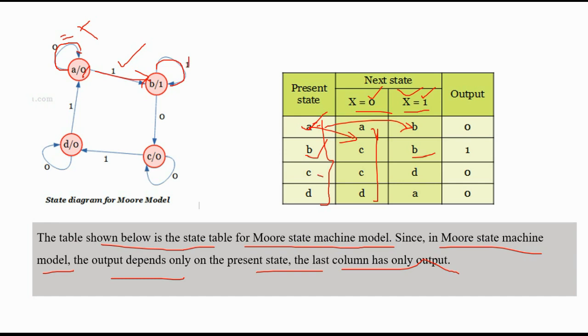And coming to C, this is the output. C divided by 0, 0 is the output. From C to C, the input is 0. That's why I have written like this. And C to D with x equal to 1, output is 0.